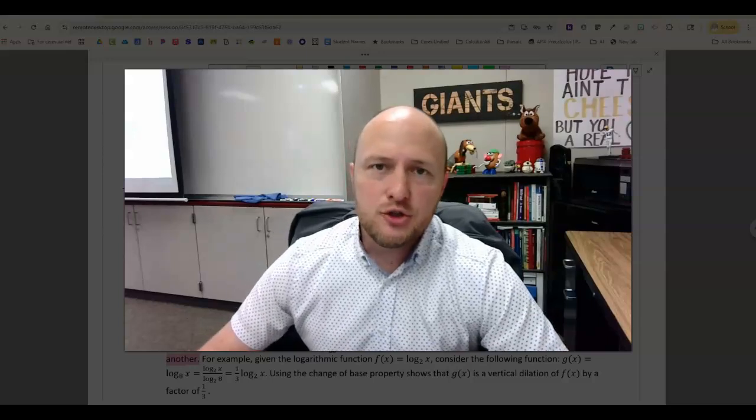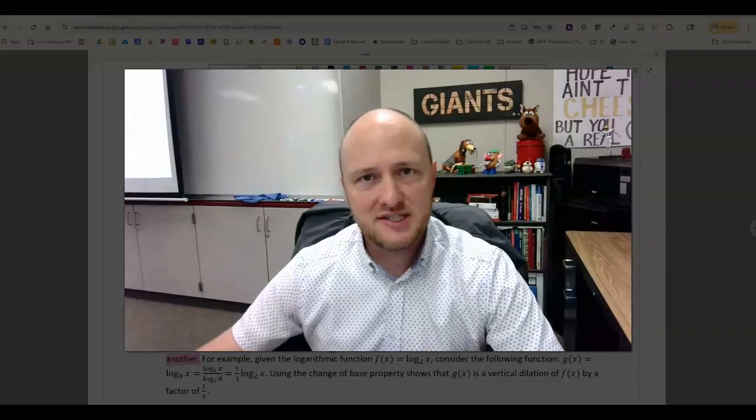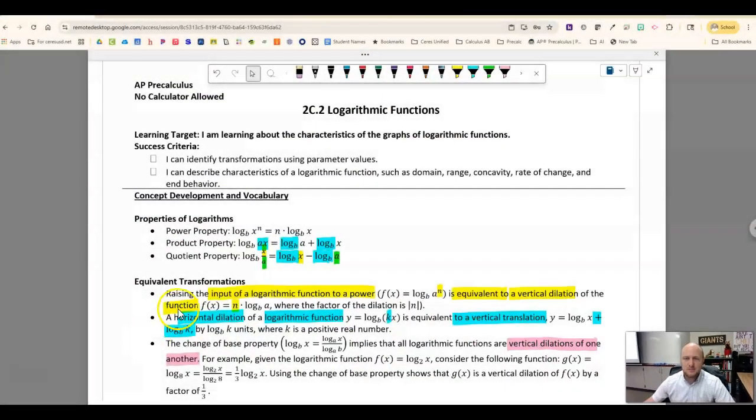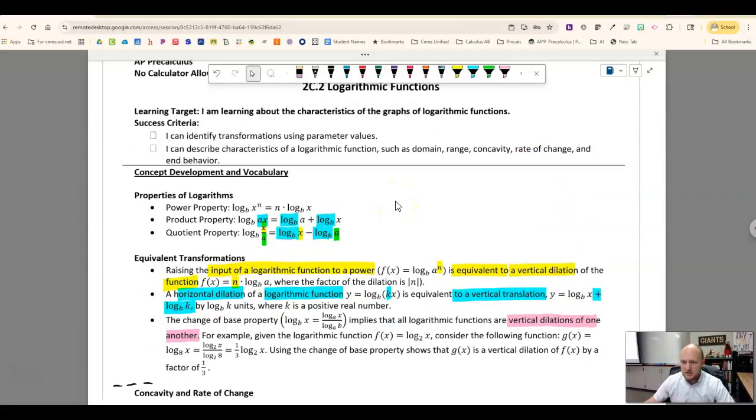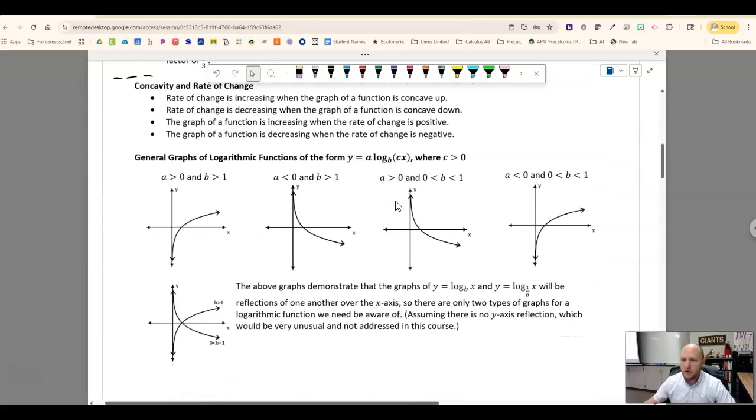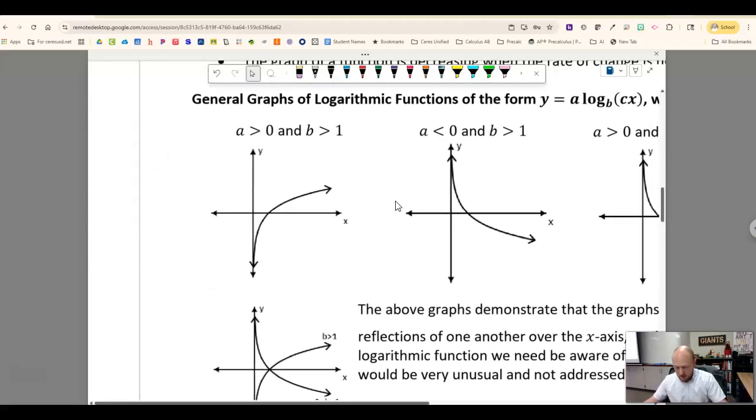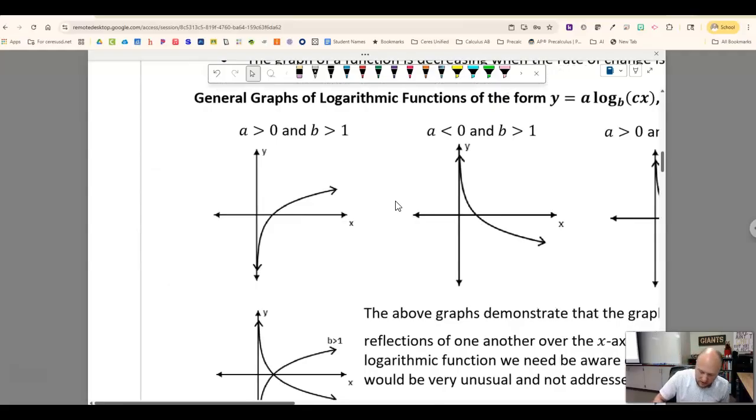Hi there, this is video 2C2 part 2. We are going to talk about characteristics of a logarithmic function and specifically discuss the key characteristics: domain, range, concavity, rate of change, and end behavior. So, what I want to go ahead and do is focus in on a logarithmic graph.